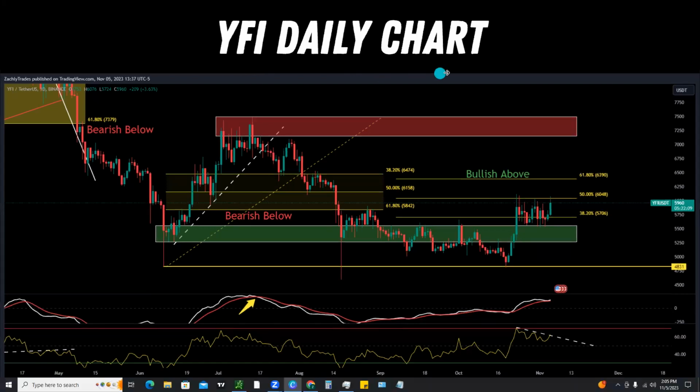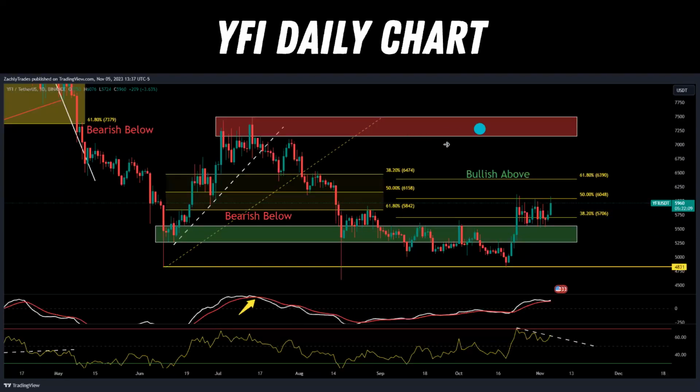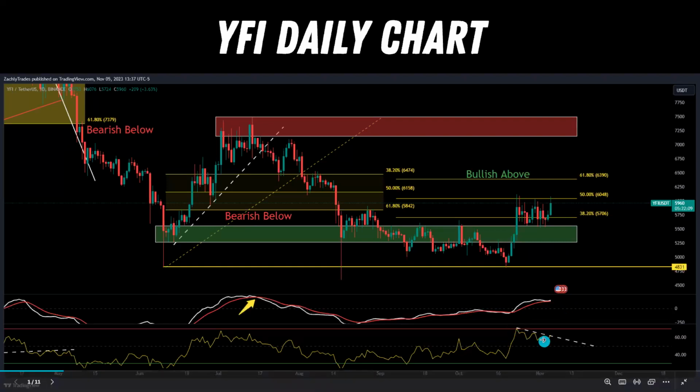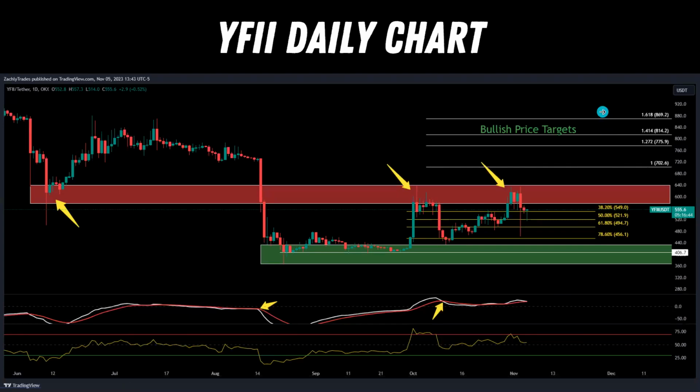We're going to talk about YFI. We're going to break down the chart here and also go over the YFII chart. Give you guys some nice breakdowns, go over what these red and green boxes are, what these yellow lines are, and then go over some of the price targets to the upside for those, as well as go over some indicators you guys can use to help give you an edge in the market, such as the MACD, as well as the RSI and the divergences on both of those charts. We'll break down all of that in today's video, so it'll be a good one.